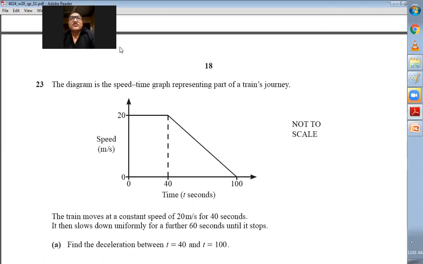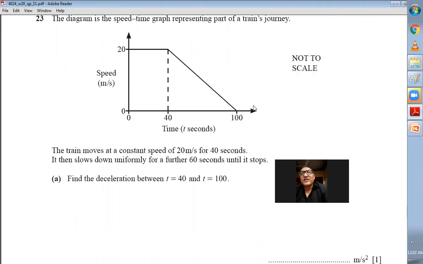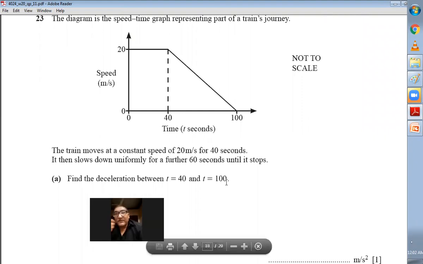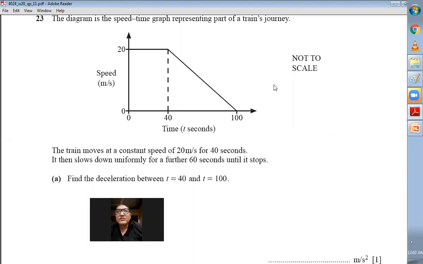Here we have question number 23 coming on your screen. It's a 1 mark question. The diagram is the speed time graph representing part of a train's journey. The train moves at a constant speed of 20 meters per second for 40 seconds. It then slows down uniformly for a further 60 seconds until it stops. Find the deceleration between T40 and T100. It's a 1 mark question.